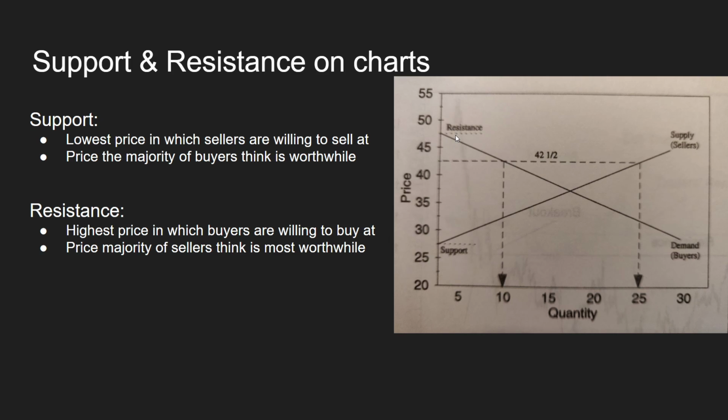Now, if we're given a specific price, such as $42.50, we can see that there are 25 sellers and 10 buyers. This means there'll be 15 sellers who will be holding a stock that they want to sell. The result of this will be a drive down in the price to reach equilibrium, because basically the sellers will continuously lower their price, allowing more buyers to purchase the stock until they both achieve the equilibrium level.